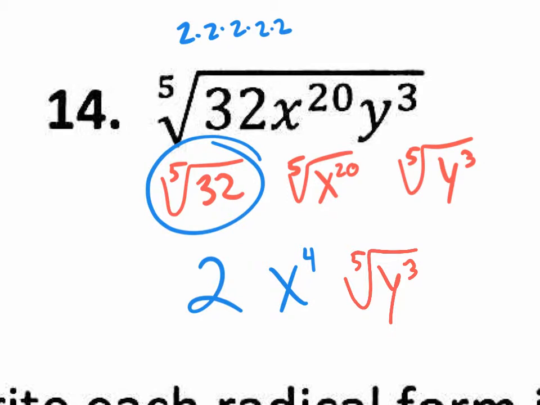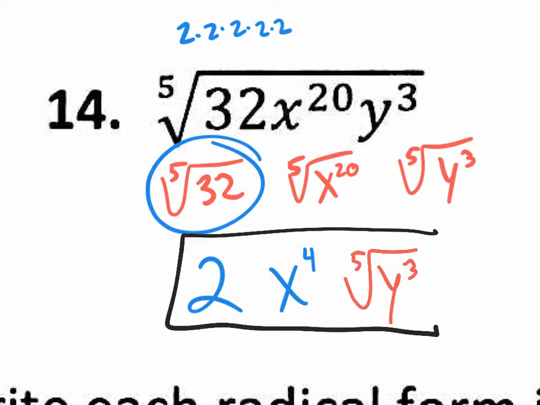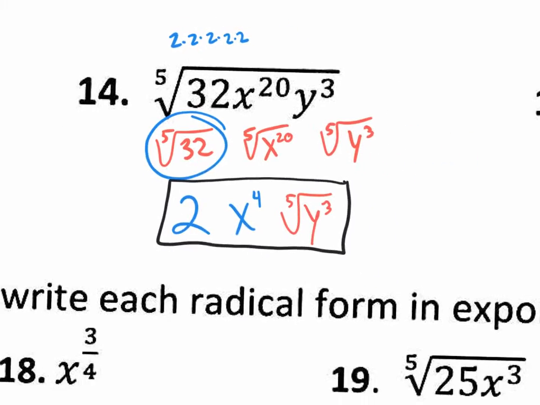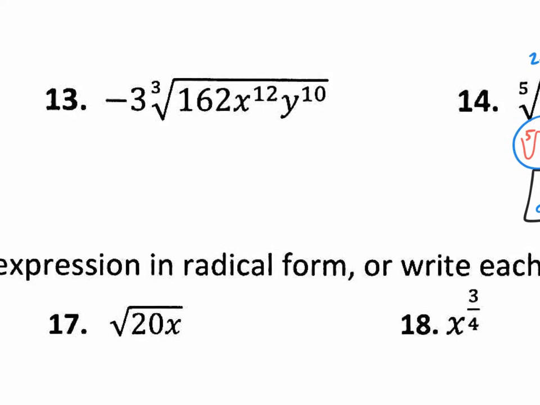And now, do I need to rearrange anything? No, it's beautiful. It's perfect. The 2, the x to the 4th, the fifth root of y to the third, that's your answer. It's an easy problem. Right? Which one? 15? 13. Sure, why not?